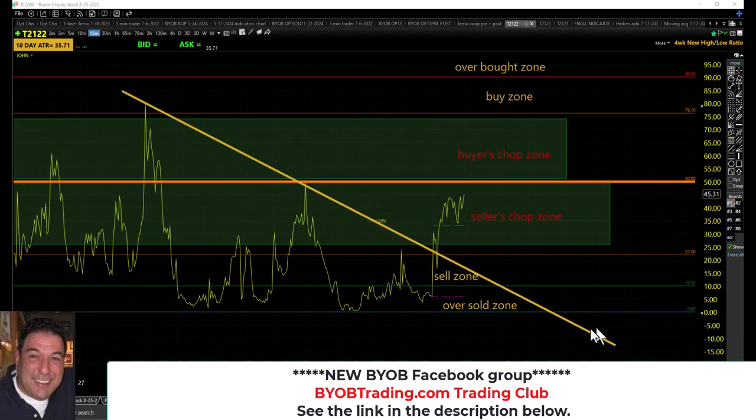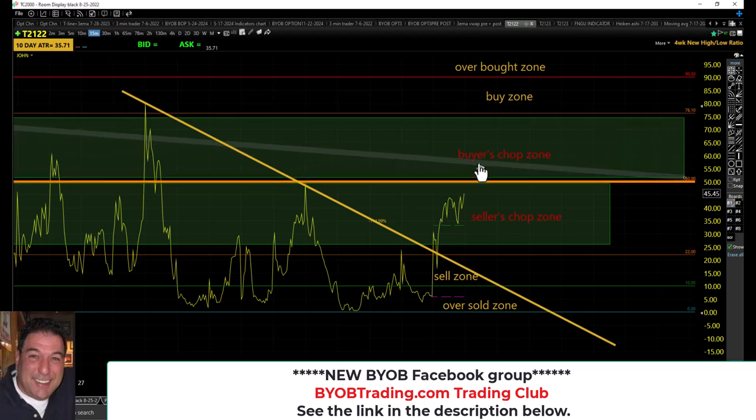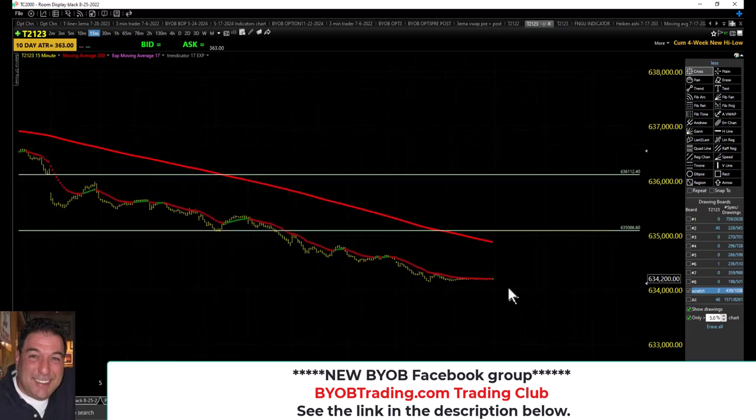Okay, let's take a look. Breaking the downtrend. We'll see if they can hold this area. That'll be interesting. Possibility they can. We'll see what happens. T2122, T2123.